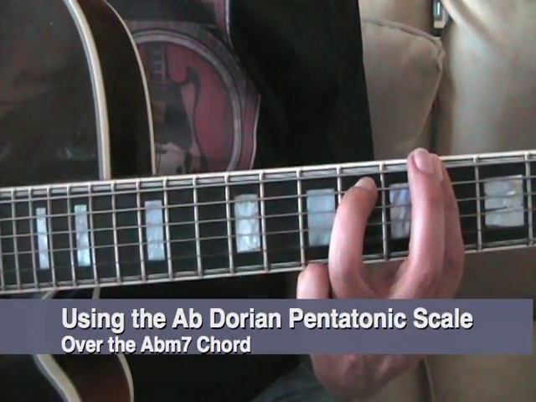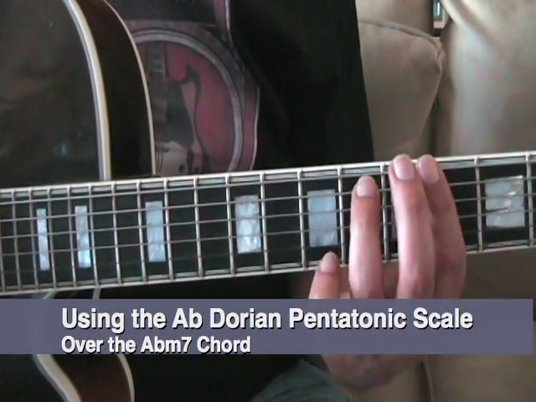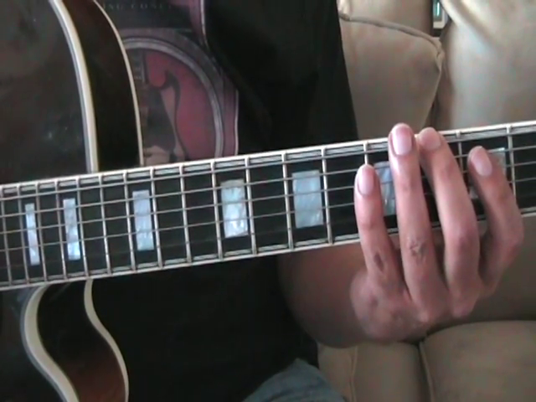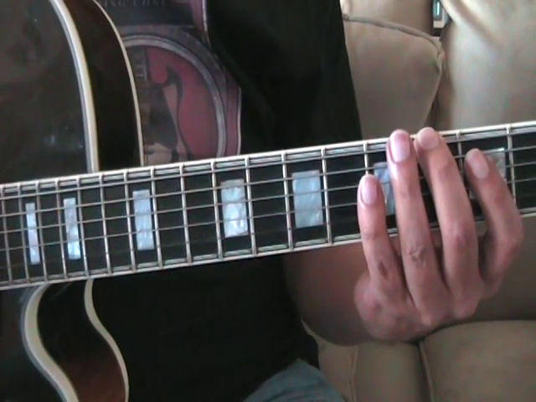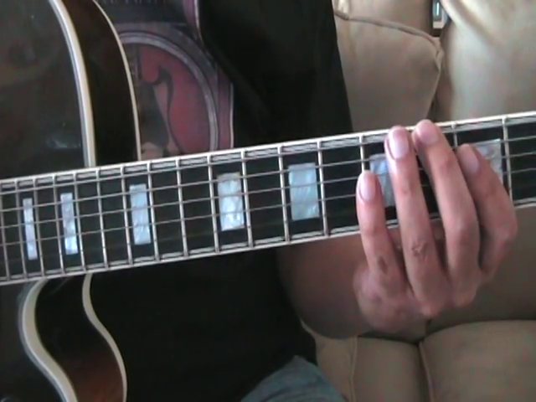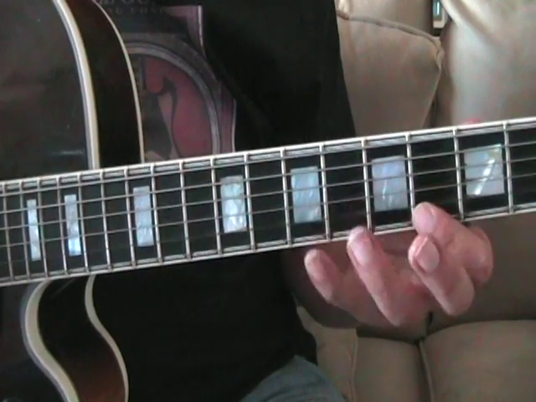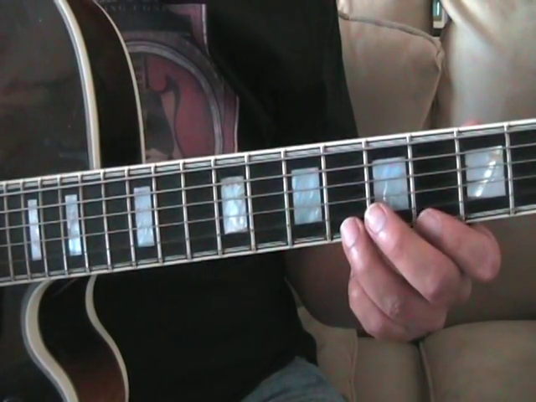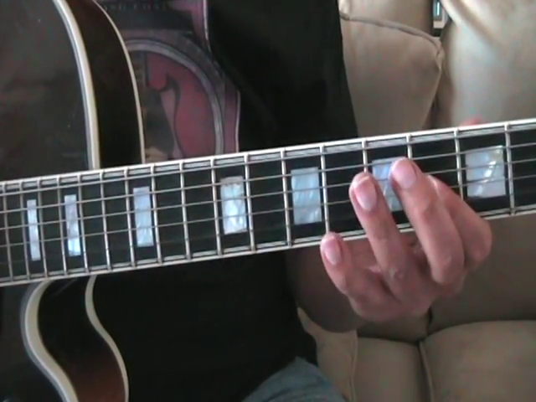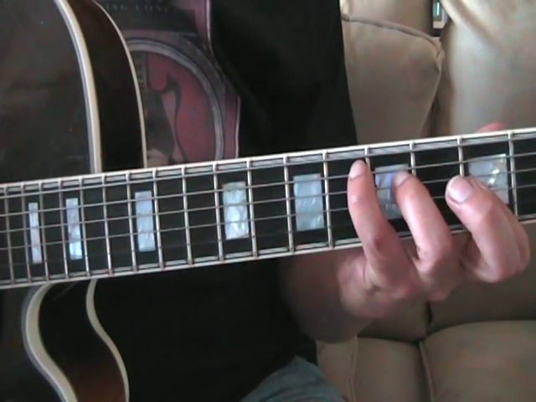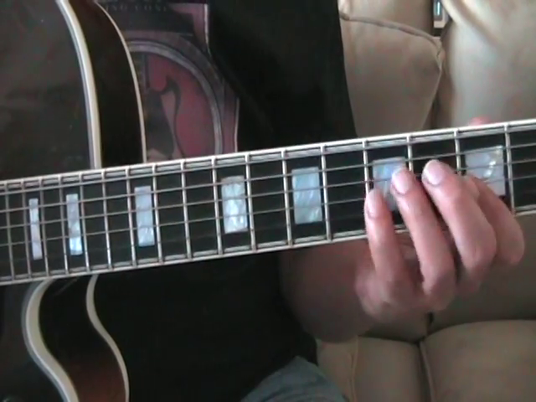For the A flat minor 7th chord, I'm going to use mode 1 of the A flat Dorian pentatonic scale. But this time I'm going to go from the lowest note to the highest note. Then come back down, and then resolve to the E flat major 7th. So it's going to sound like this.